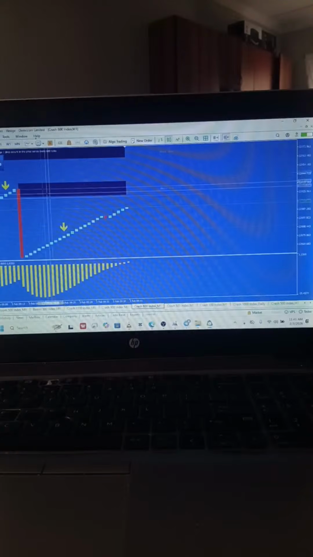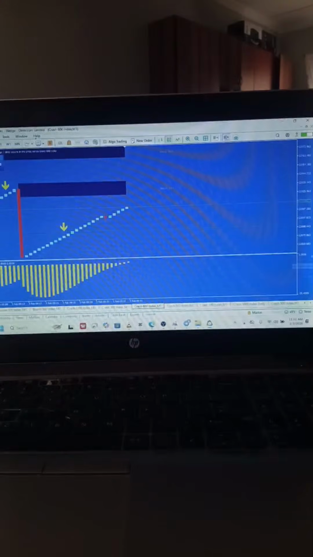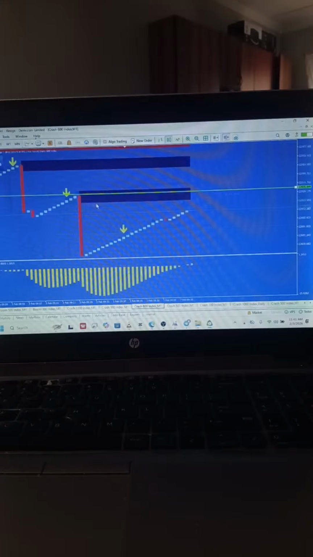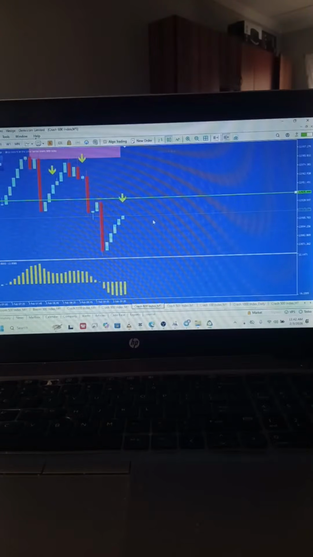Yo, how many candles now? 11 candles. Okay, let's hold Crash. So what I'm thinking is this: maybe price wants to come to this area here, and then it spikes. Let's hold Crash 600. Why? Because on the 5-minute time frame we have a signal here. It's likely going to crash.